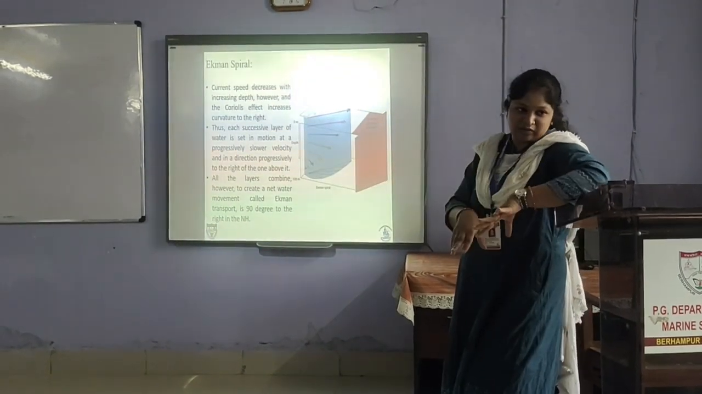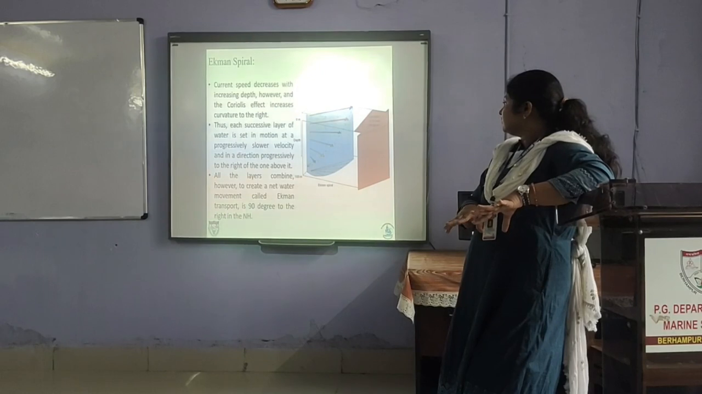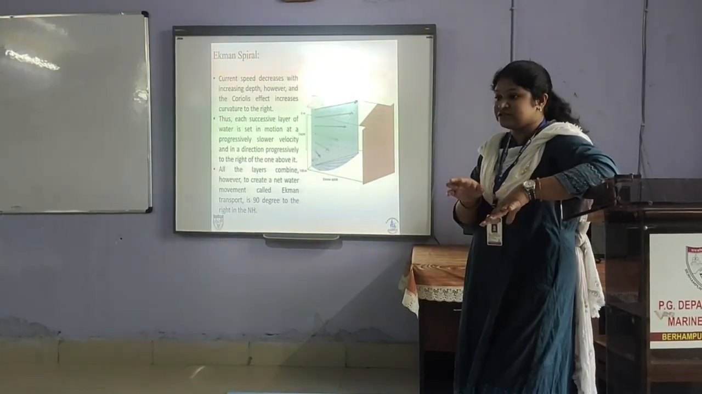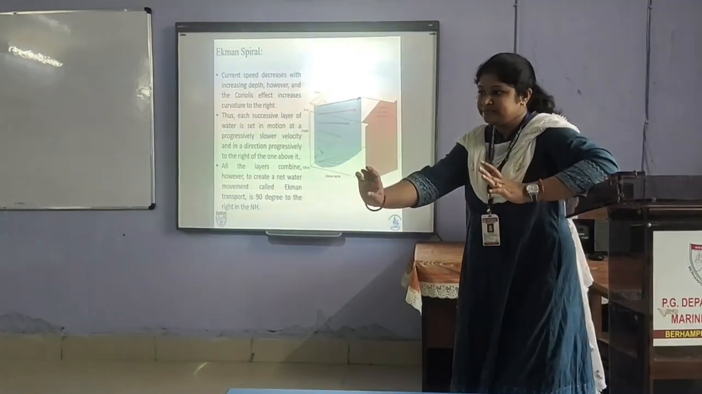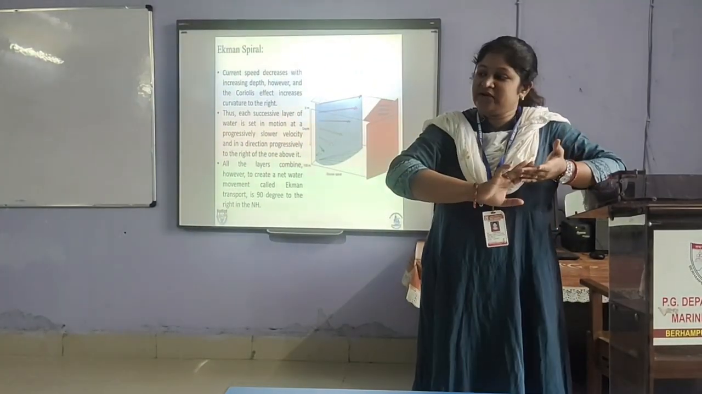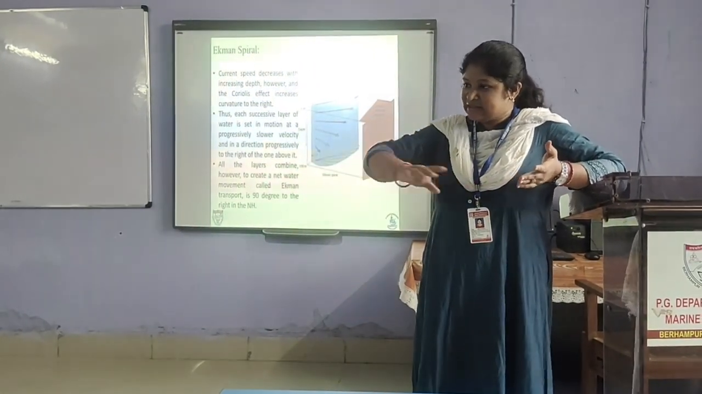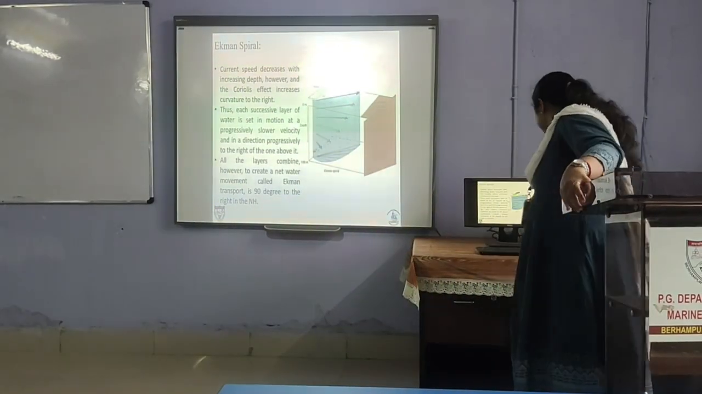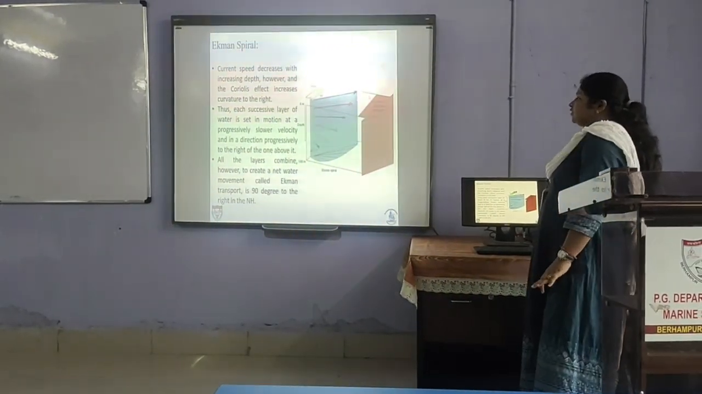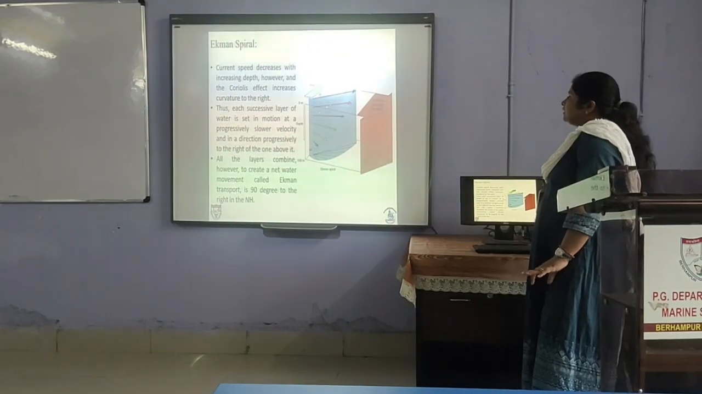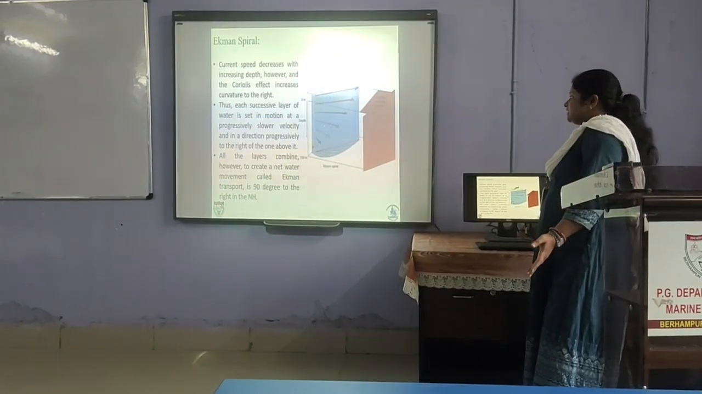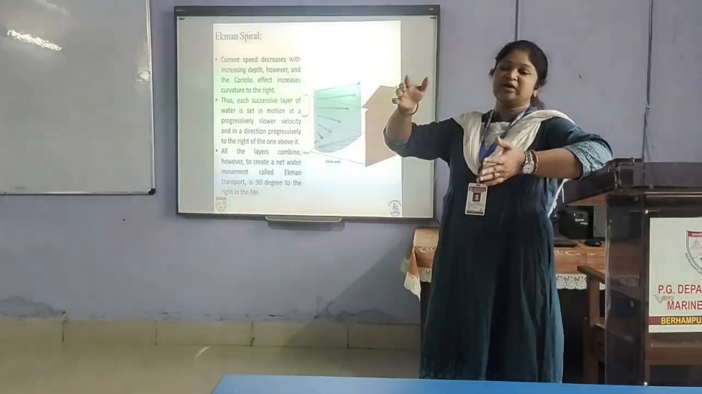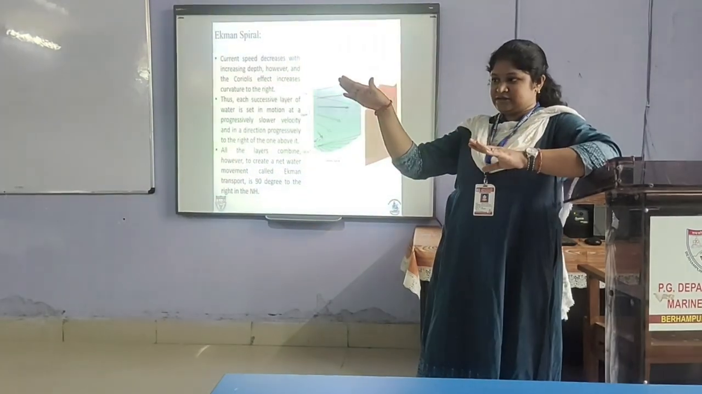As we move down, the Coriolis effect increases and the frictional force decreases. Because of that, if the surface current is deflected 45 degrees, the deflection increases as we move down. See in this picture, here the surface current is 45 degrees, then it increases to 50 degrees, then 60, 70. Then after some depth, it will be just opposite to the surface current.